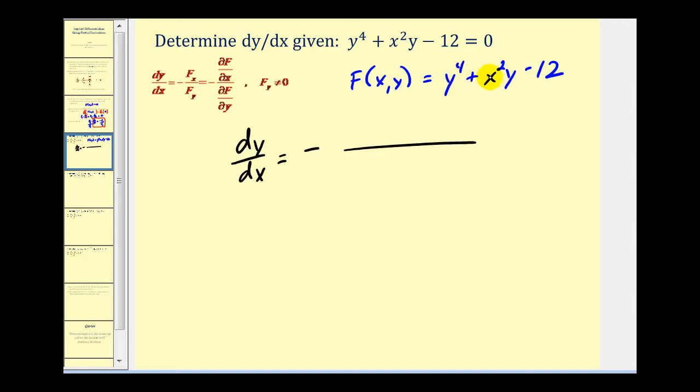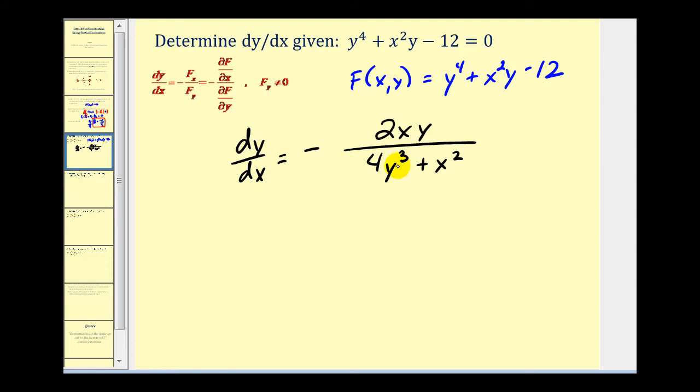That would be 0. This would be 2xy. This would be 0. And our denominator is going to be the partial derivative with respect to y. So we'd have 4y cubed. This would be plus x squared times 1, so plus x squared. This would be 0. So as you can see, it's a pretty quick, easy process. We have now found dy/dx.